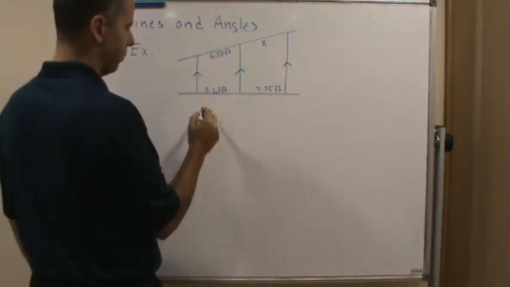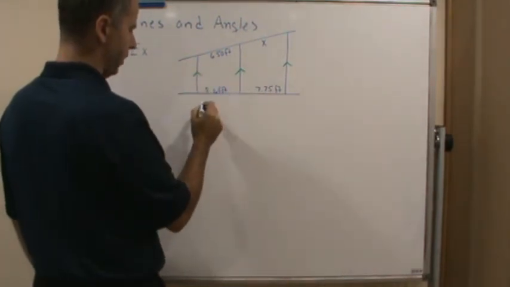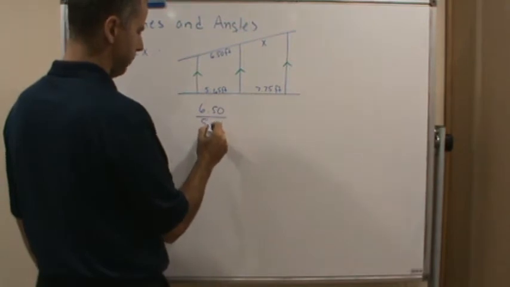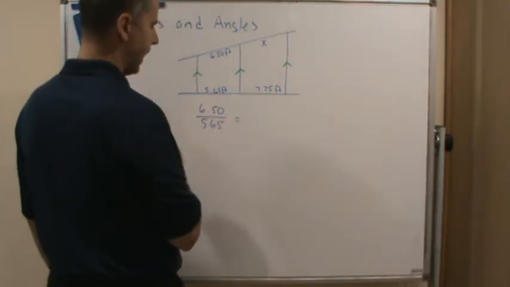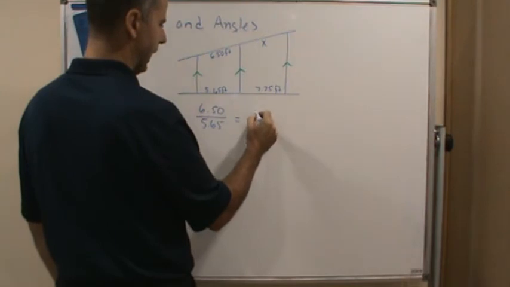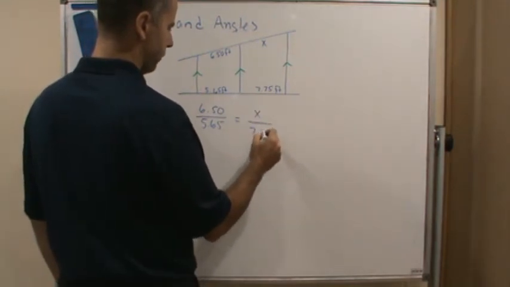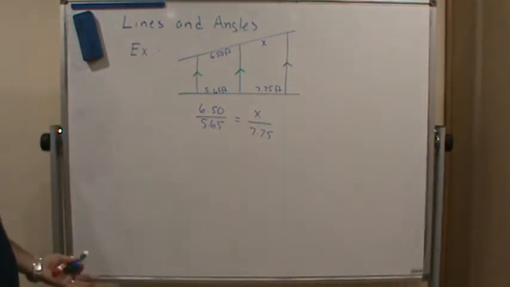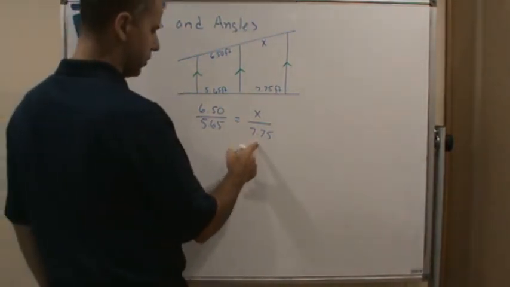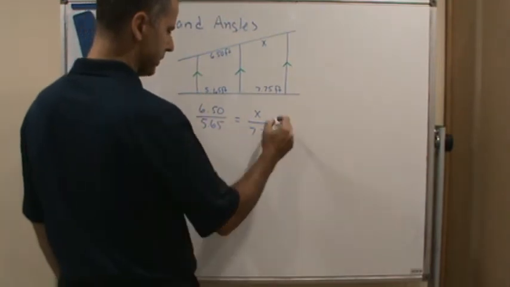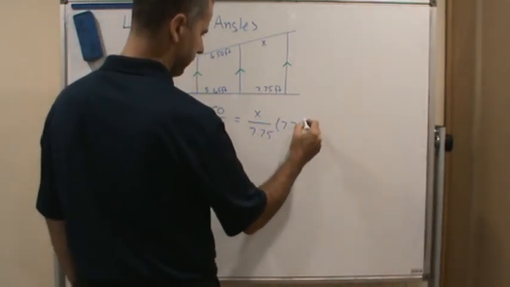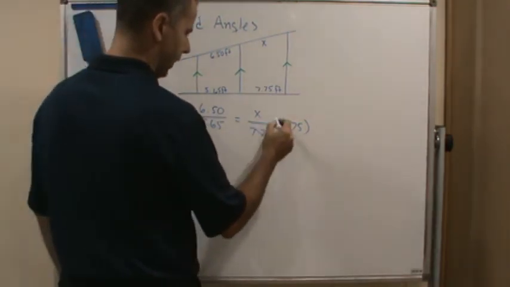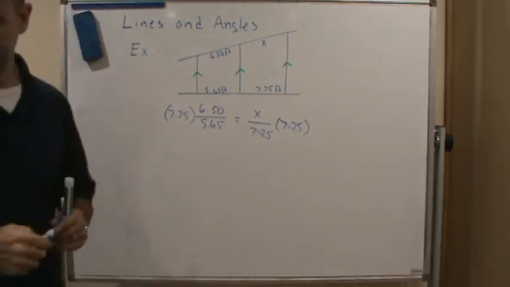So we're going to take the ratio of these two. So we're going to take 6.50 divided by 5.65. And that has to be equal to x over 7.75. So now that we got it set up, now we can just solve for x, right? So all we have to do is just multiply both sides by 7.75. Right? And then just grab your calculator and solve for x.